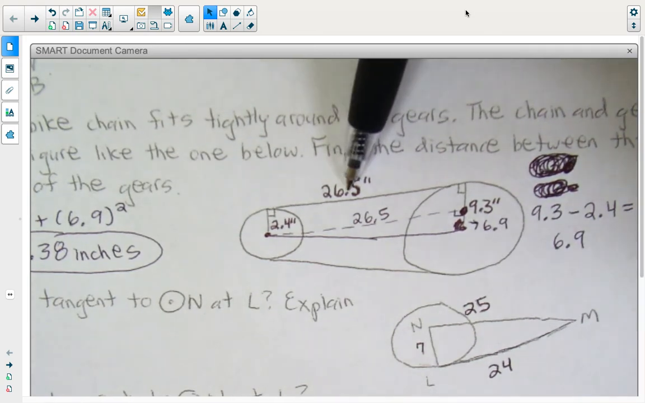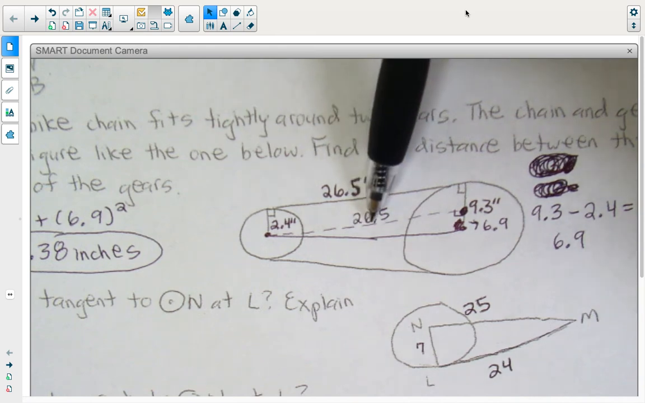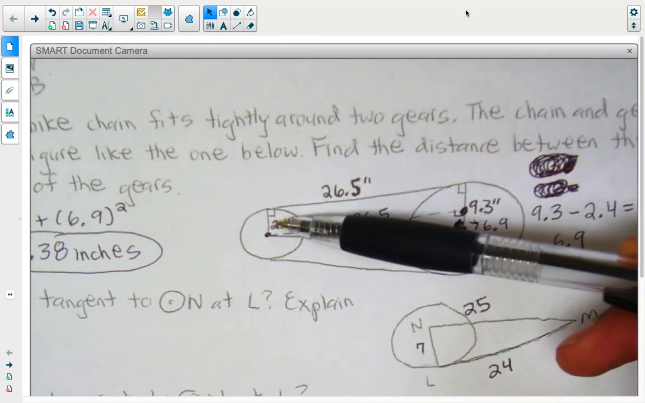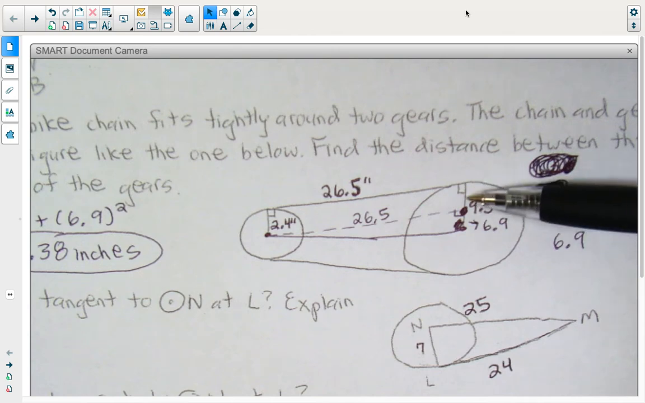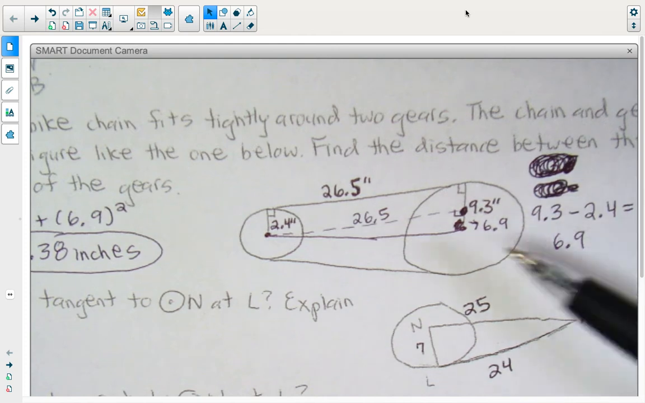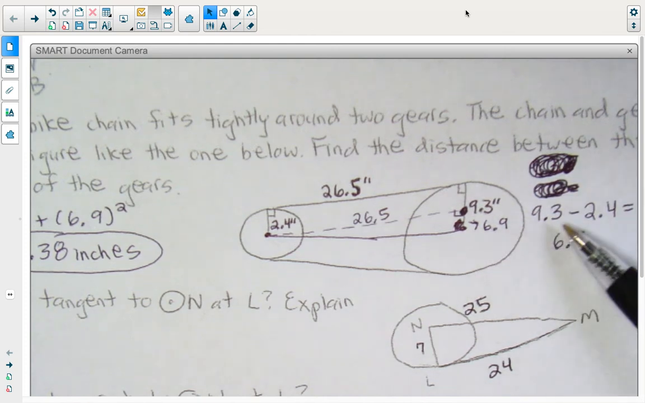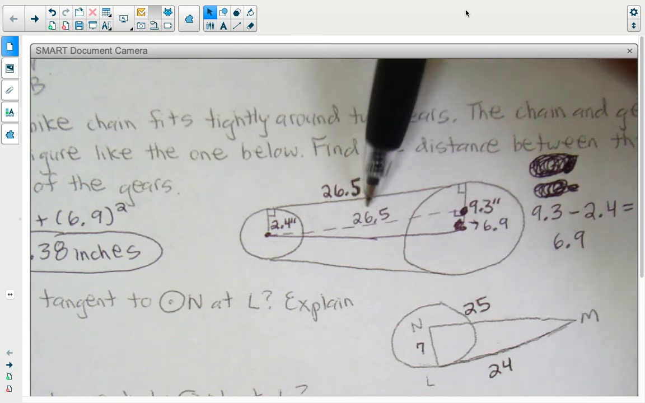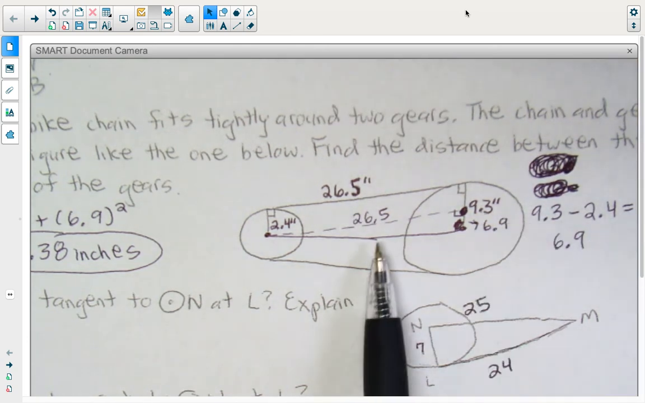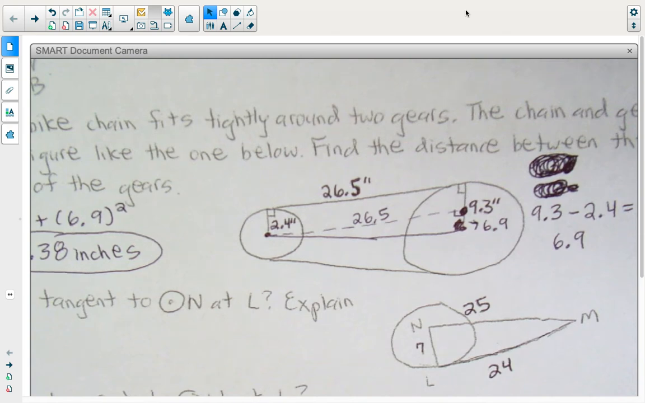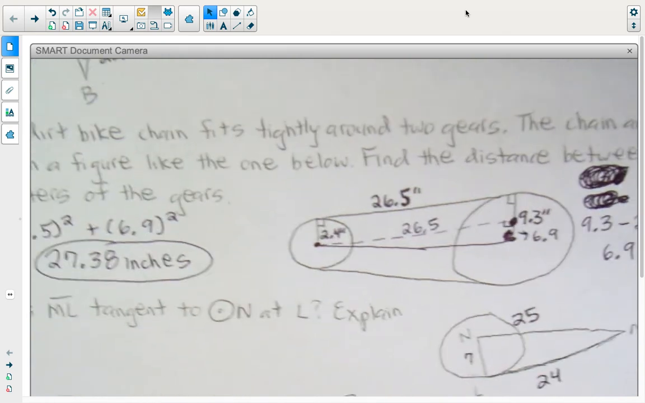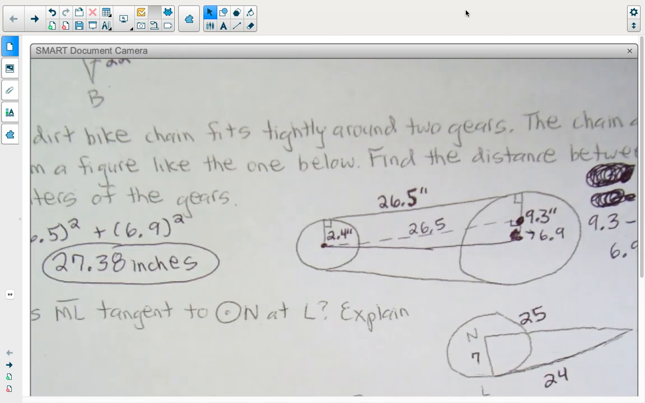So if this side is 26.5, I know that this side is 26.5. If this side is 2.4, I know that this little section here where my pen is also 2.4. We found the 6.9 by subtracting 9.3 minus 2.4. Now we have a right triangle. To find the hypotenuse of a right triangle, you do Pythagorean Theorem. So we did a squared plus b squared equals my hypotenuse, which is what we're looking for, the distance between the two gears. So we got 27.38.